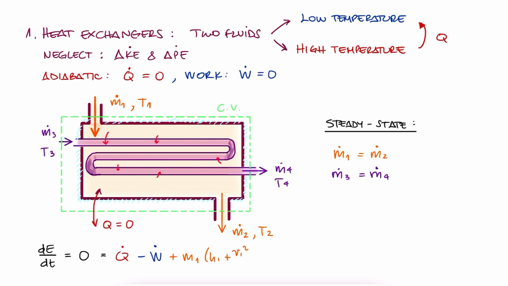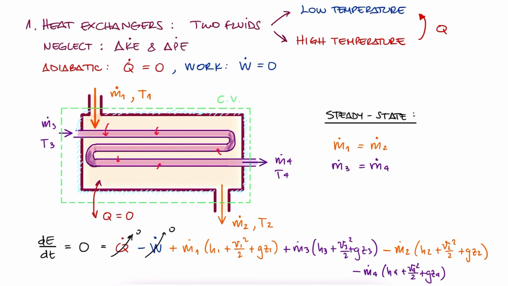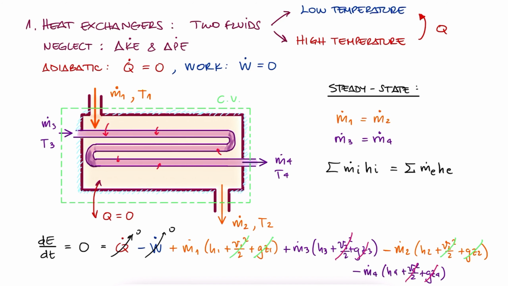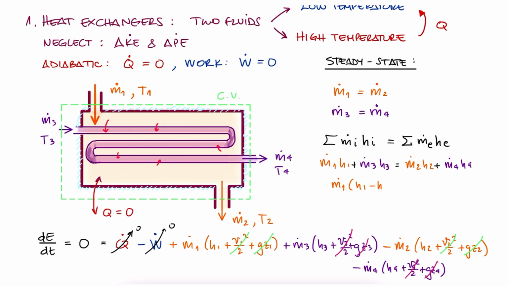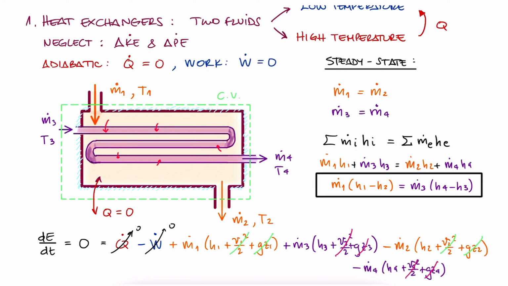With all of these conditions and assumptions, our energy conservation equation results in that the sum of mass flow rates coming in times their incoming enthalpies is equal to the sum of the mass flow rates coming out times their exiting enthalpies. If we have two fluids, we know that m.1 and m.2 are the same and m.3 and m.4 are the same. This expression results in m.1 times (h1 minus h2) equal to m.3 times (h4 minus h3). This makes a lot of sense because if there is no work or heat coming in or out of the box, it means that the heat lost from our fluid is the same as the heat gained from the other fluid.